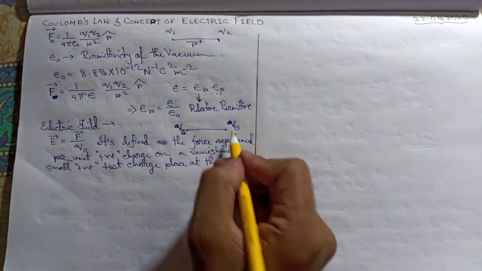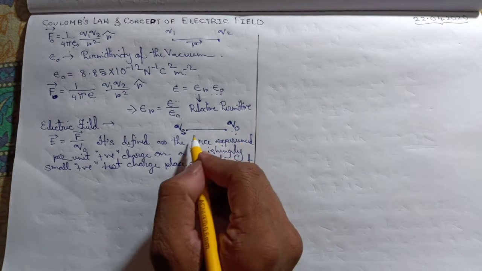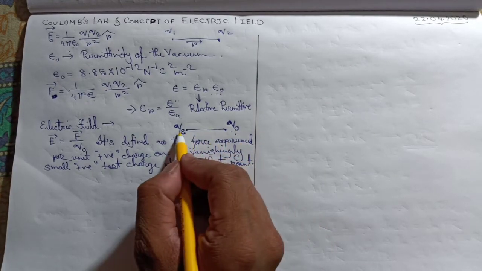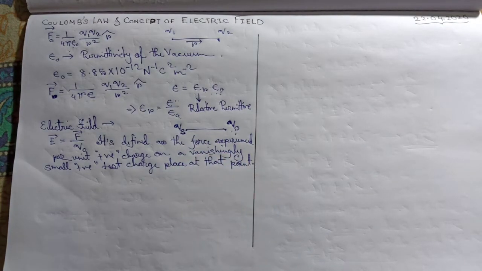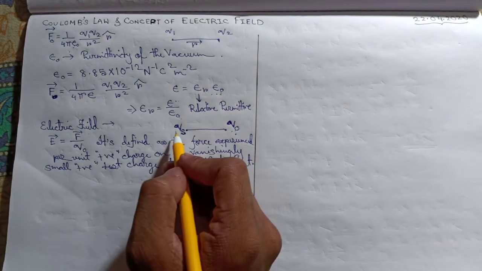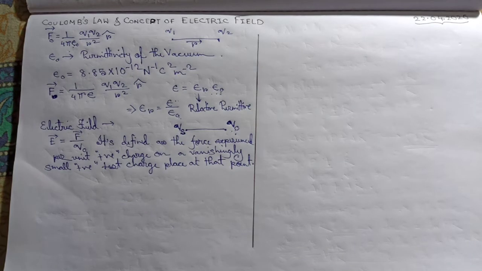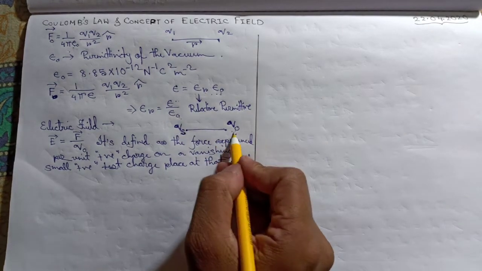Why? Because if it is not so, then it will also make some field or it will also exert a force. So the distance will be changed and it will interact with qs. So it will affect qs. But if it is very small, the effect will be very less or we can neglect it, right? So this q0 must be small.